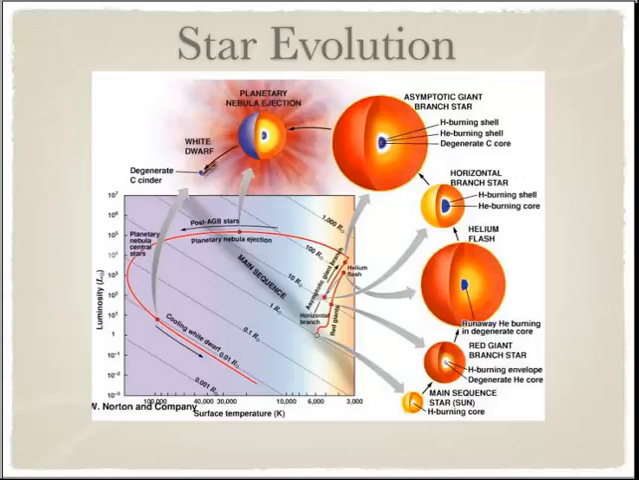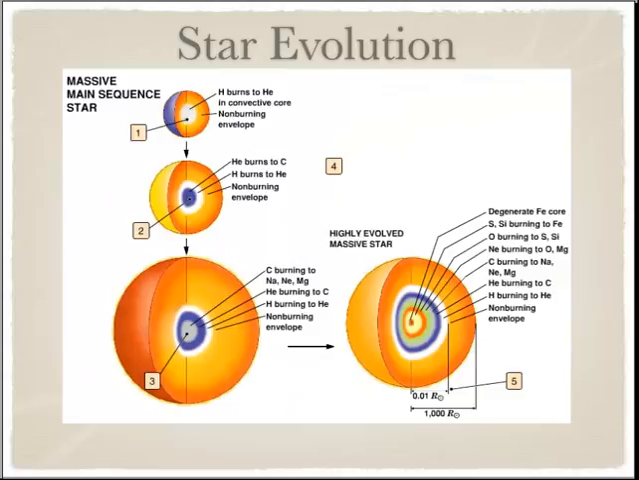If you're talking about very massive stars, the same thing happens, except you get an onion effect. You don't stop at carbon. You go from hydrogen to helium, helium to carbon, and then to sodium, neon, and magnesium as we go up. So we get this onion effect, and then we can get stellar explosions.